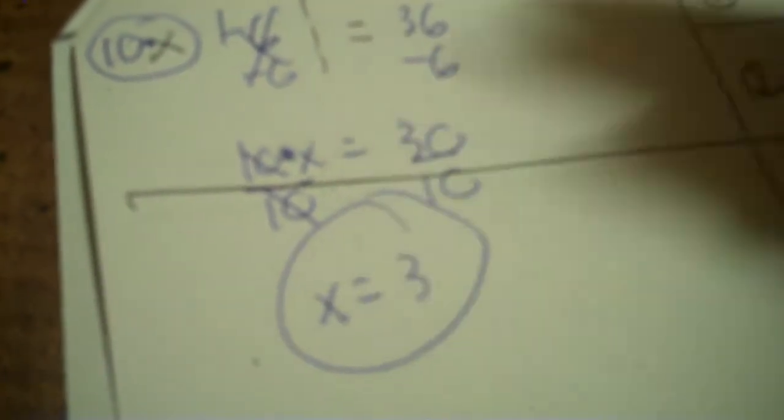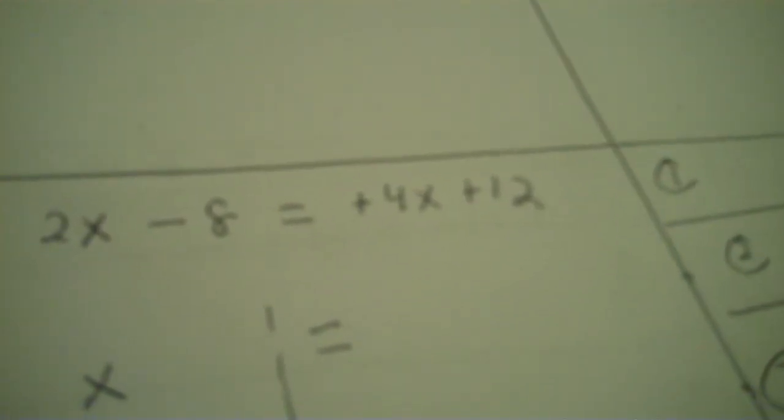So minus 6, so 10 times x. 36 minus 6 is 30. And then finally, to get rid of the 10 times x, we divide by 10. Now x, 30 divided by 10 is 3. Next, 2x minus 8 equals positive 4x plus 12.